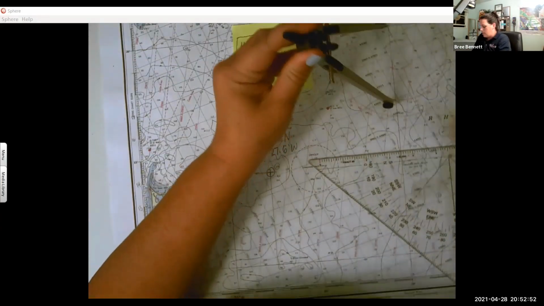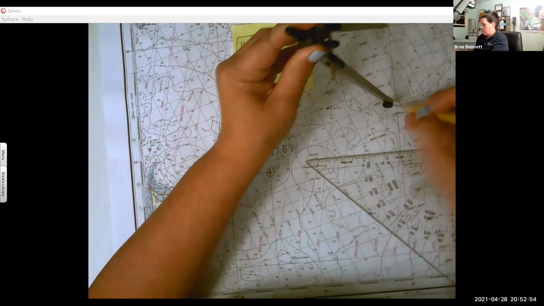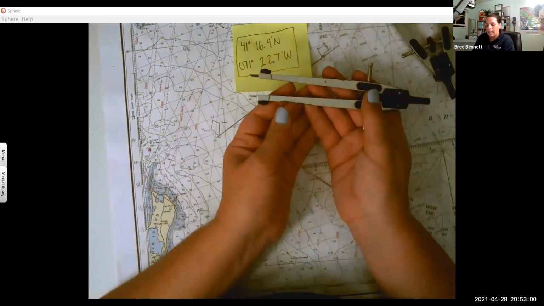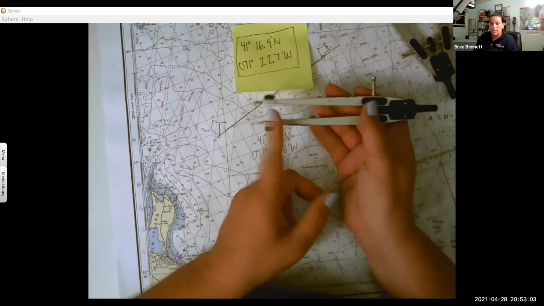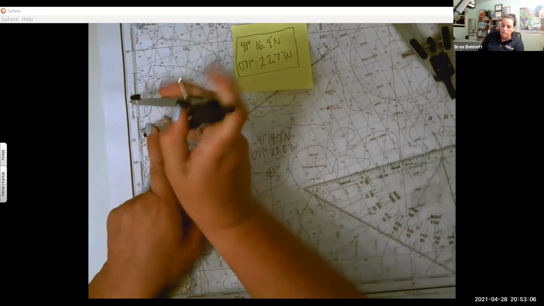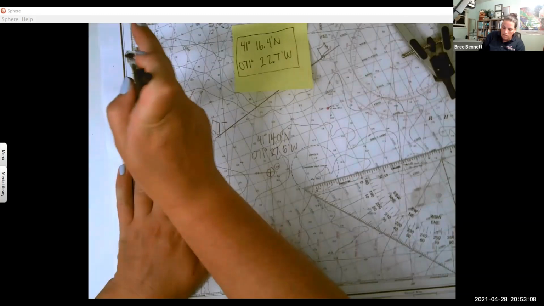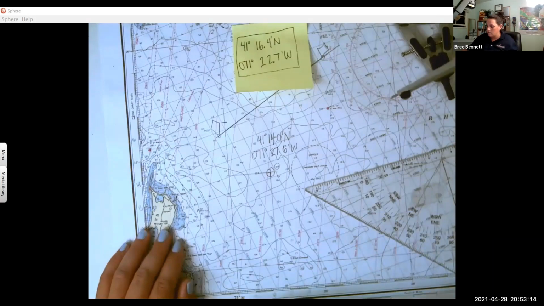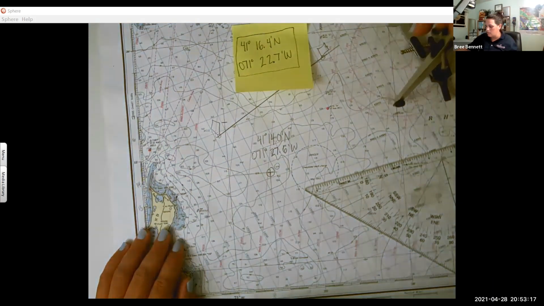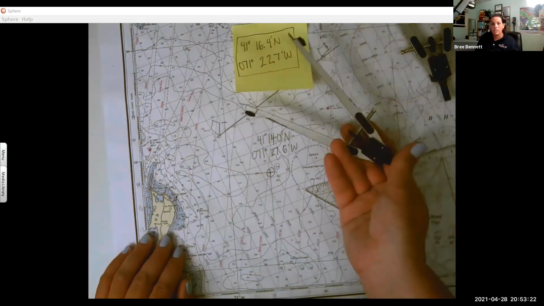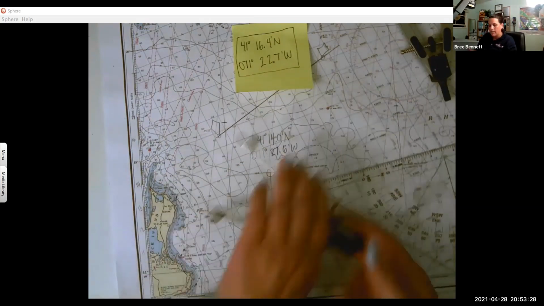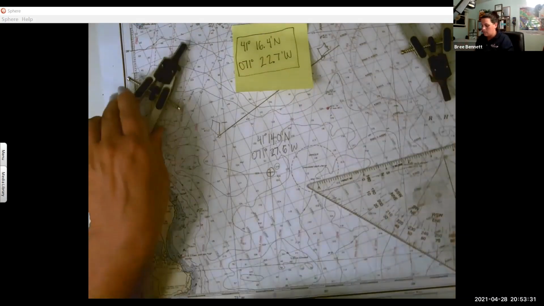If you have the tool that has a pointy end and a pencil end, that makes it very easy. If you measure your distance there, your pencil's already connected to it, so you can just swing a little pencil line. So if you have the divider or the compass, that's what this is called, a pointy end with a pencil end, the pencil's already on there, so that's convenient.